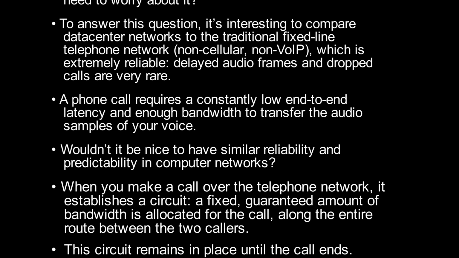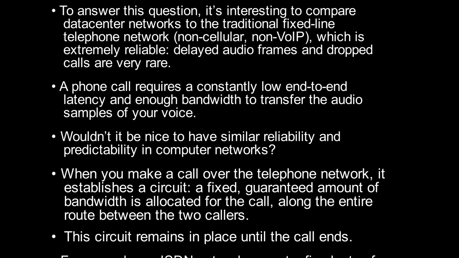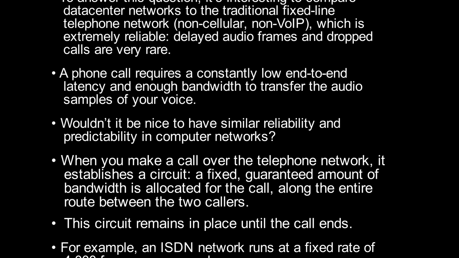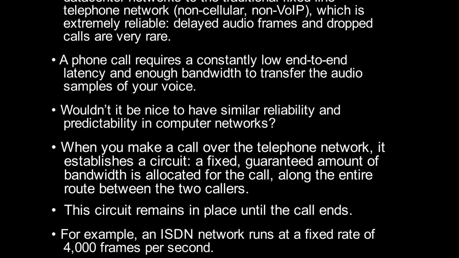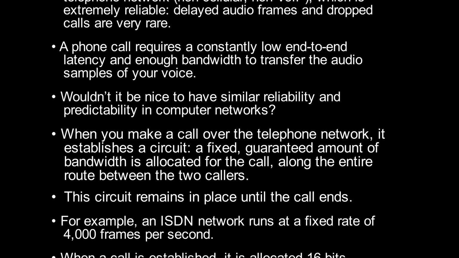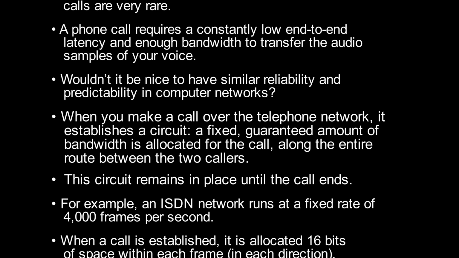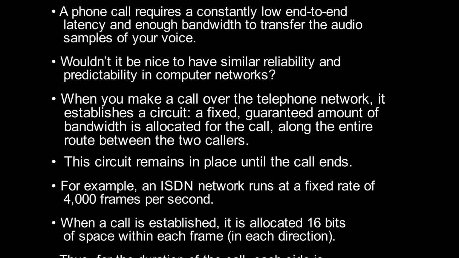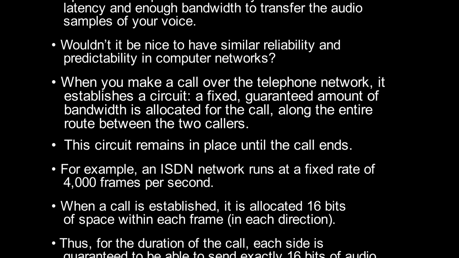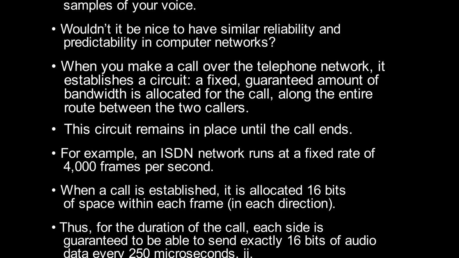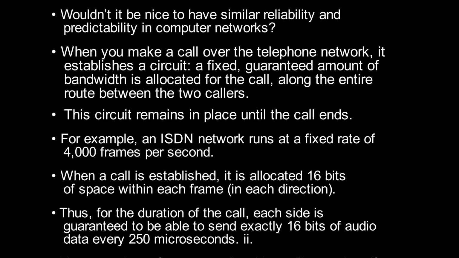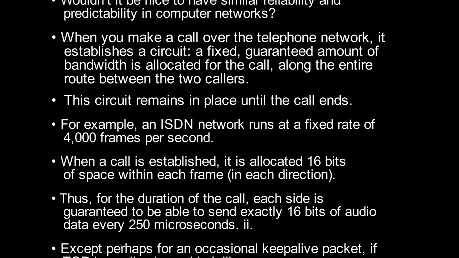When you make a call over the telephone network, it establishes a circuit. A fixed, guaranteed amount of bandwidth is allocated for the call along the entire route between the two callers. This circuit remains in place until the call ends. For example, an ISDN network runs at a fixed rate of 4,000 frames per second. When a call is established, it is allocated 16 bits of space within each frame in each direction.